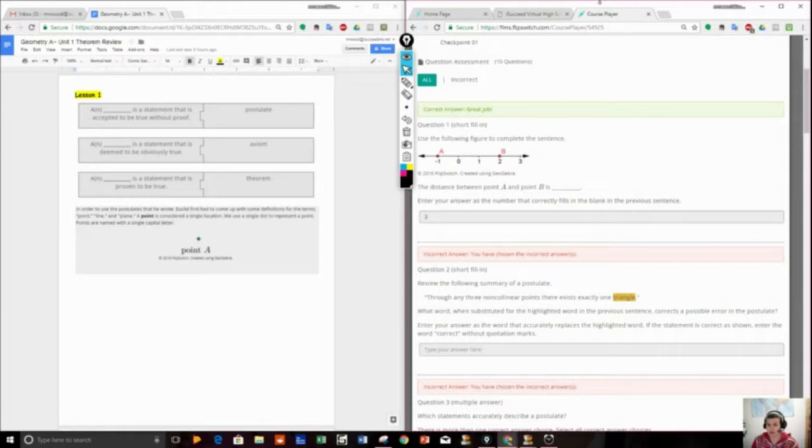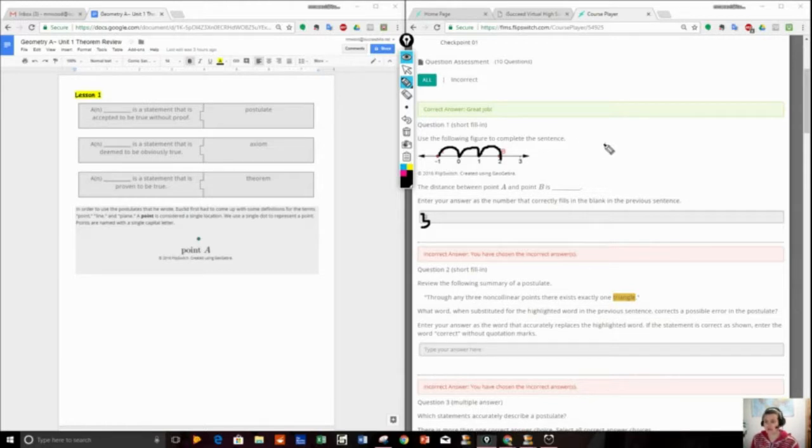Okay, so checkpoint 1, use the following figure to complete the sentence. The distance between point A and point B is blank. Enter the answer as the number that correctly fills in the blank in the previous sentence. So there's two ways you can do this. You can just count along the number line 1, 2, 3. So you would type in a 3 right here. So there's one way to find distance, and the other way is to use the difference between the 2 points.